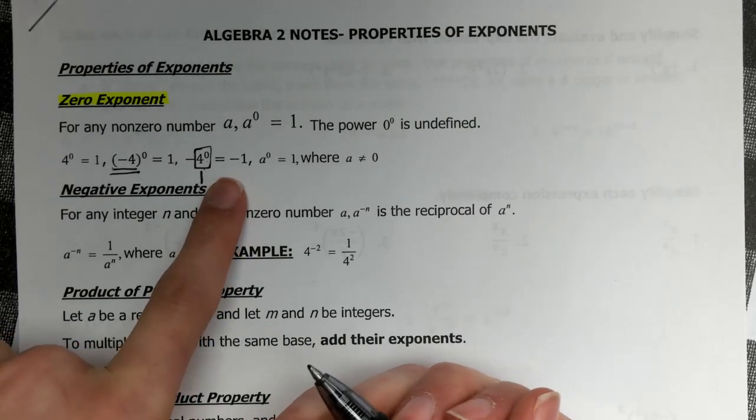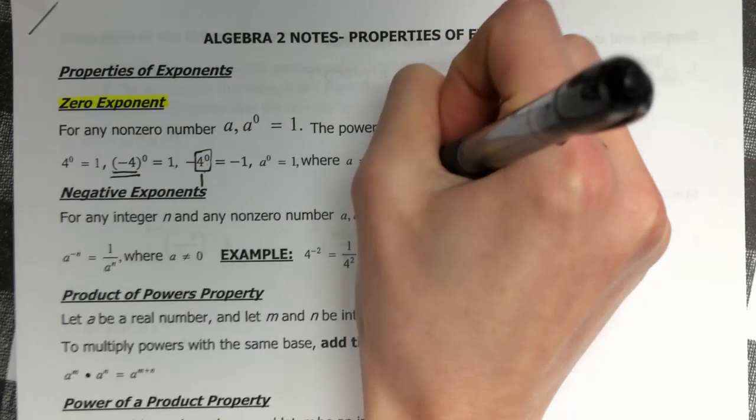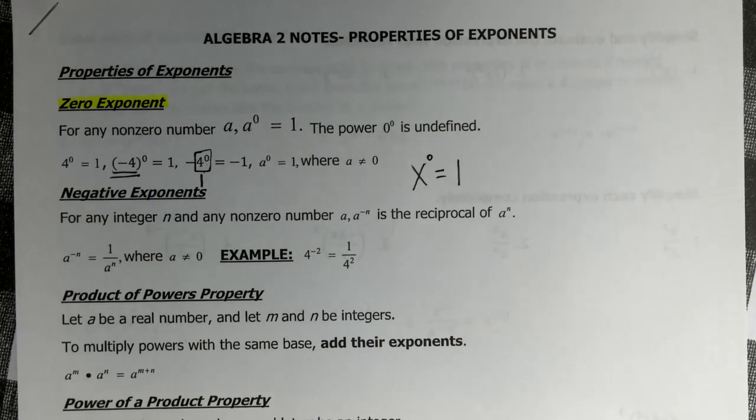You're going to have to be careful, and you're going to have to know when it is part of my base, when it is not. Okay? That means when you type it in your calculator, you better be careful, and you put those parentheses when you need them. Okay? Now, if I have a to the 0 power, that's still 1. X to the 0 power, still 1. Okay?